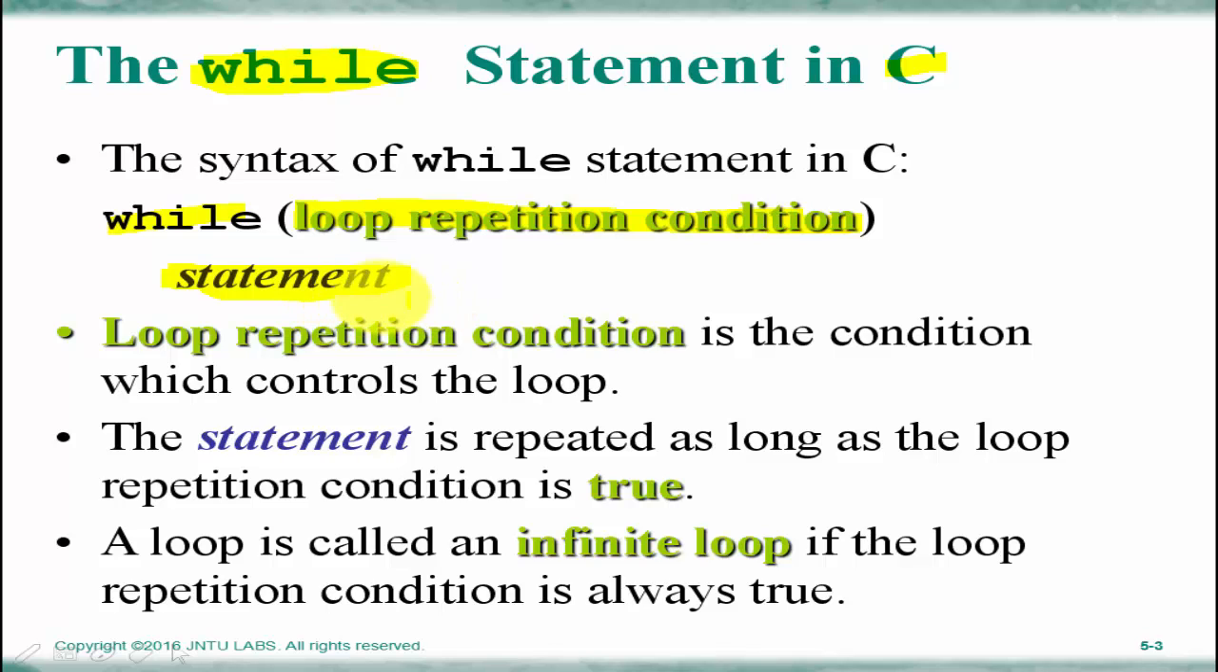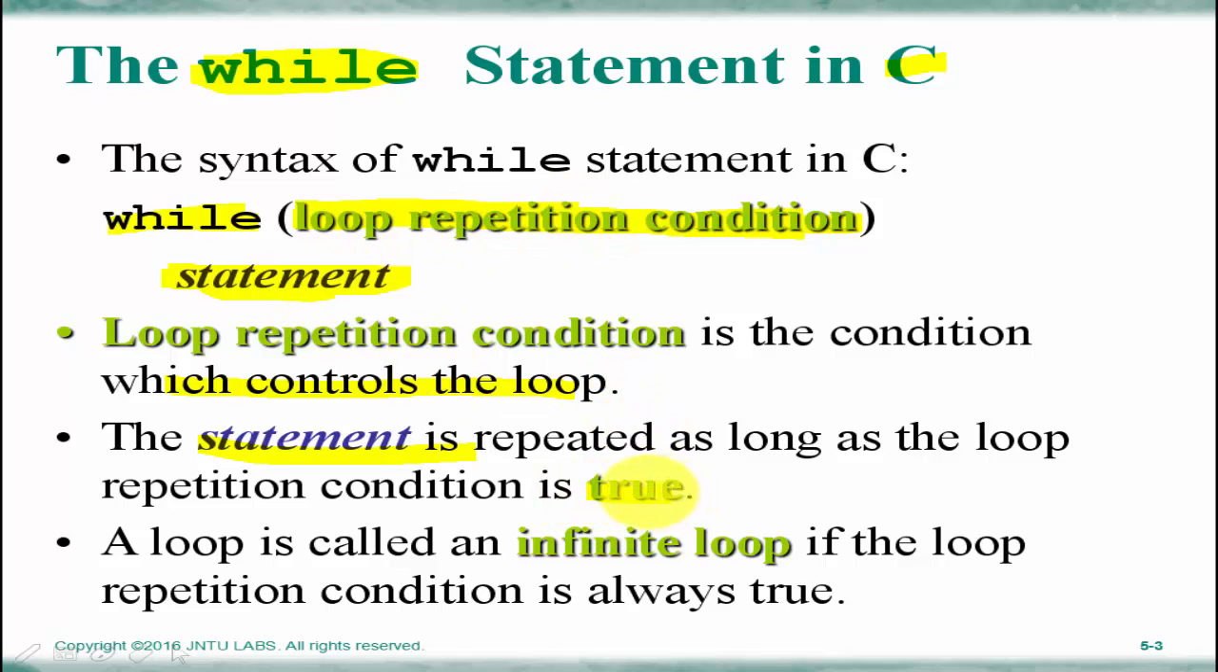But if I take this while loop statement and write I equals I plus 1, and initialize I equals 0, then it will do the addition and print repeatedly as many times as we want, until the loop condition becomes false. So the loop repetition condition controls this while loop. Statements are repeated as long as the loop condition is true. If the loop condition is true, then only the statements will be repeated.